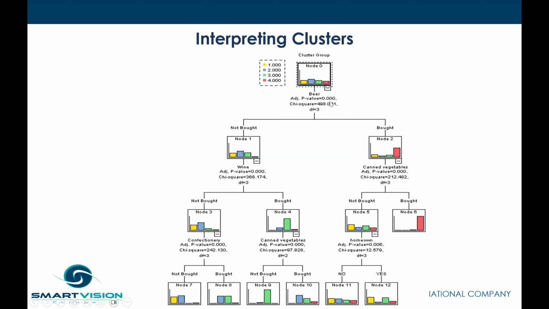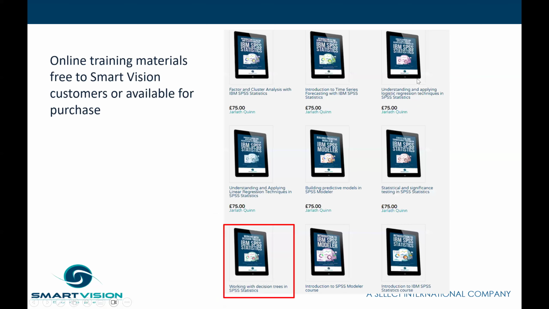Or even things where you've done cluster analysis and you've got four cluster groups and you're trying to figure out, well, what makes cluster group four different from cluster group one? Well, cluster group four are people who buy beer and who buy canned vegetables, so you can see that. And cluster group one tend to be people who do not buy beer, do not buy wine, and do not buy confectionery. They're buying something else. Whereas people in cluster group three here are people who don't buy beer but do buy wine and do buy canned vegetables. There's a lot of them in there, so it's a really good way to help us interpret.